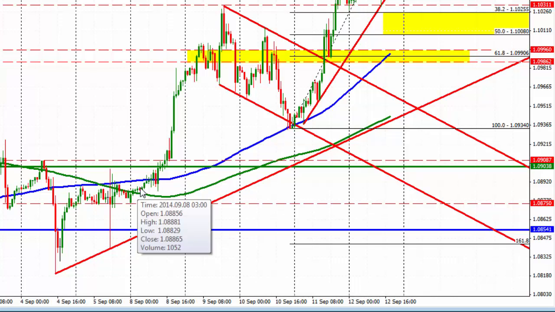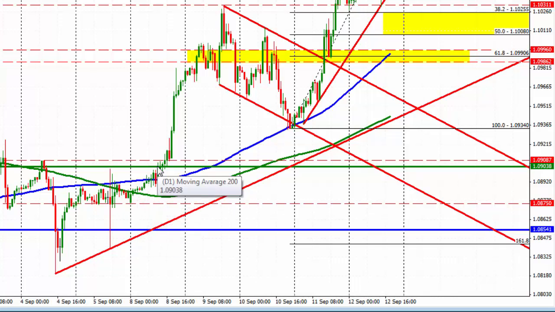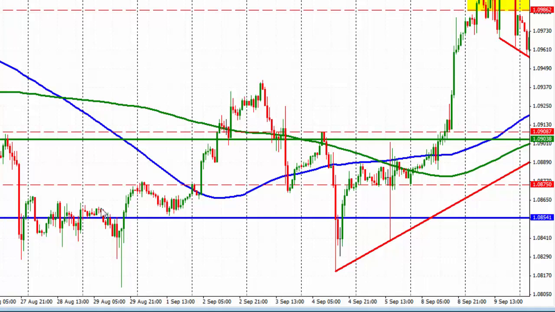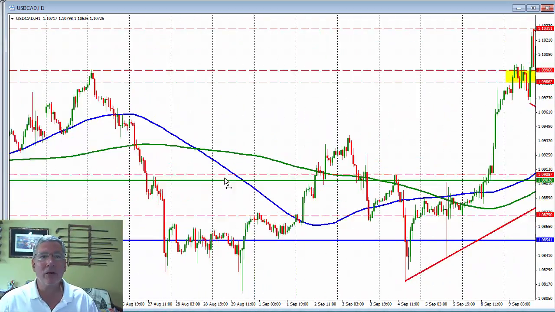We started to move above the 200-hour moving average. We started to move above the 100-hour moving average. We started to move above the 200-day moving average, which is the overlay on this chart. You can see D1 moving average 200. So we moved above that, and that was a catalyst. That was the epiphany, if you will, for let's go to the upside instead of the downside for the dollar Canada. In other words, we had enough time to go below the 100-day moving average through here.